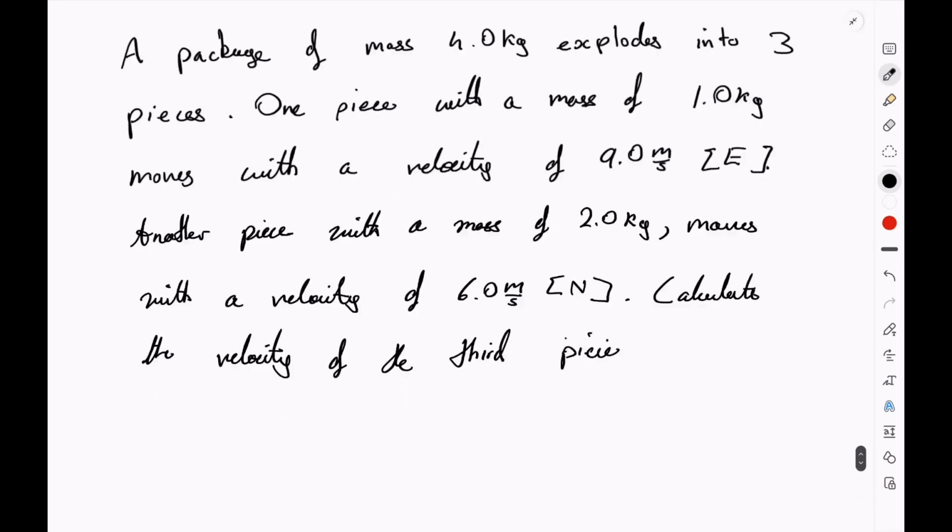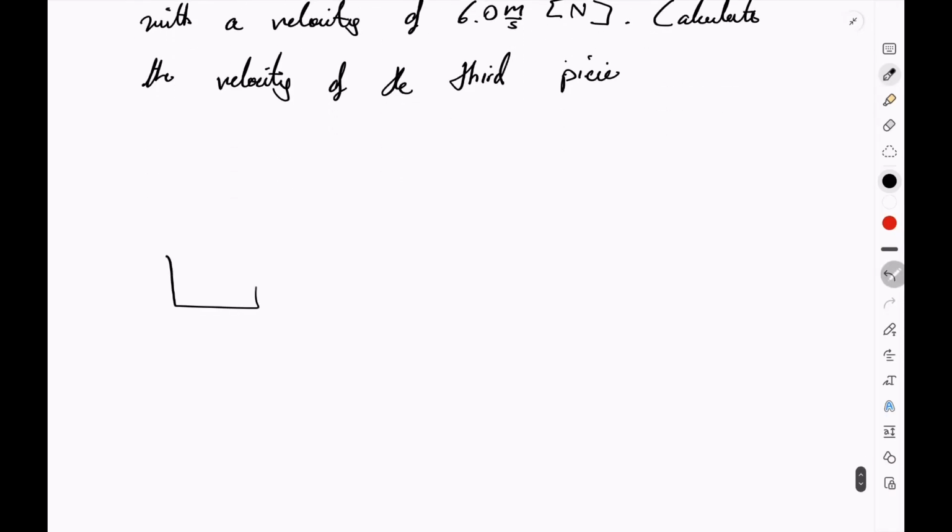So there is this package, right? And then suddenly the package explodes into 3 different pieces. One piece is going north. One piece is going east. And then another piece, I'm assuming it's probably going to go in this direction.